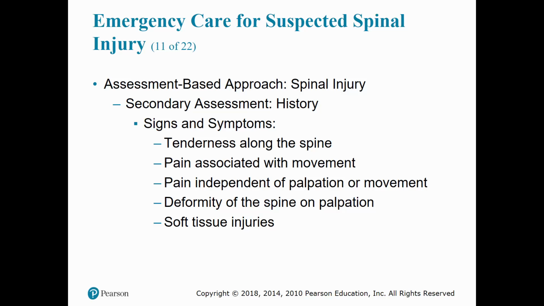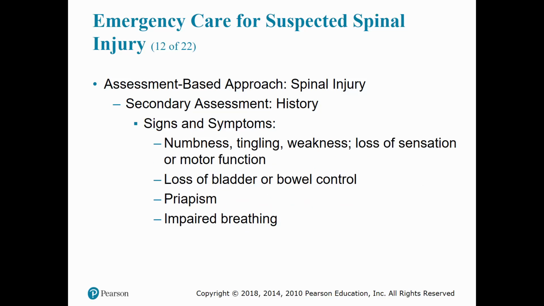Spinal motion restriction should be based only on physical assessment findings and not solely based off the mechanism of injury. So if they have any tenderness along the spine, soft tissue injuries, pain independent of palpation or movement or associated with movement, go ahead and take spinal precautions. It is imperative to recognize that a patient's lack of pain in the spinal column or his ability to walk, move his extremities, and sensations do not rule out the possibility of spinal column or incomplete spinal cord injury.